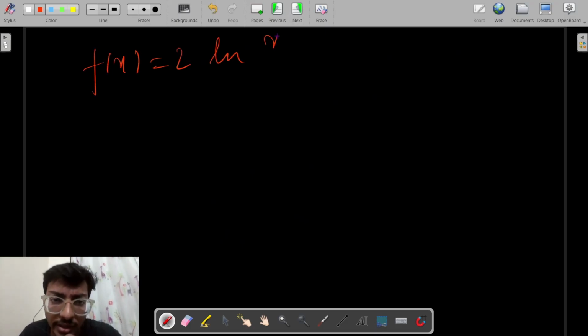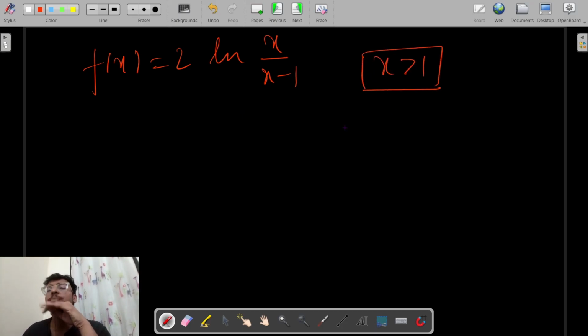So let's first come back to the function. The function is nothing but 2 ln(x/(x-1)), right? The question says x is greater than 1, that means the domain is greater than 1. So if the domain is greater than 1, how is this function changing? What is the range of this function? This can be written as x minus 1 plus 1.